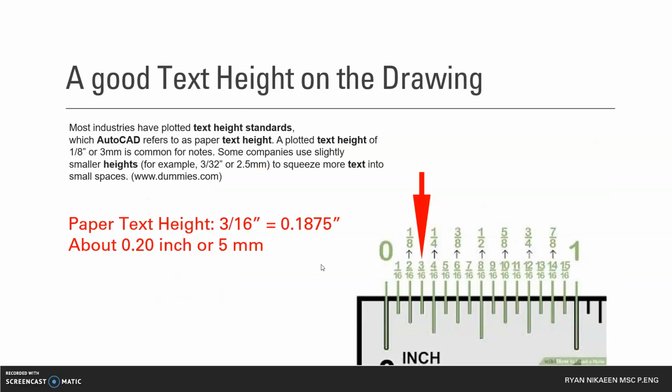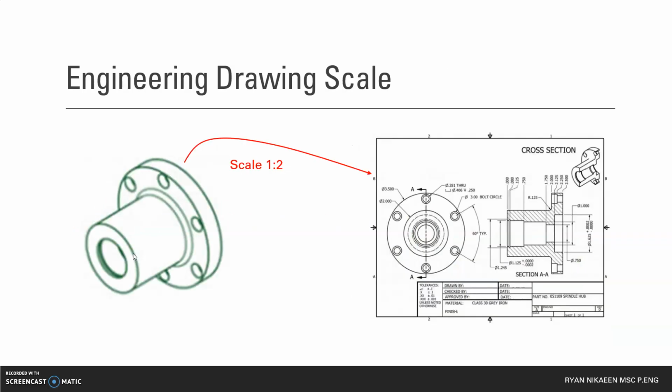So as I said before, in this class, we're going to go with a text size of 3/16, which is around 0.20 inches or 5 millimeter height for our text height. You may change it depending on the company or the industry that you're working for, because each company has its own standards.